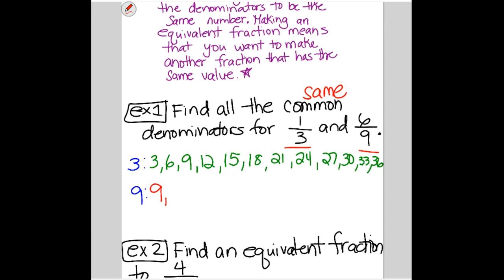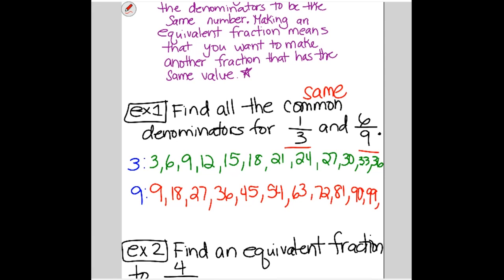That'll be 9, 18, 27, times 4 is 36, times 5 is 45, times 6 is 54, times 7 is 63, times 8 is 72, times 9 is 81, times 10 is 90, then we have 99, then plus 9, we have 108, I believe. So now for these, I just went to my 12s for both of them.